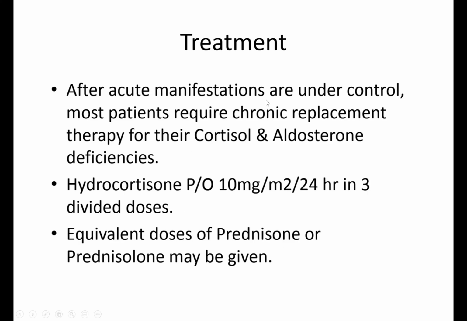Now, after acute manifestations are under control, these patients require chronic replacement therapy for cortisol and aldosterone. Usually the doses required here are slightly lower, around 10 mg per meter square per day in 3 divided doses. And in a bigger child, you can give prednisolone in equivalent doses in 2 divided doses as well.